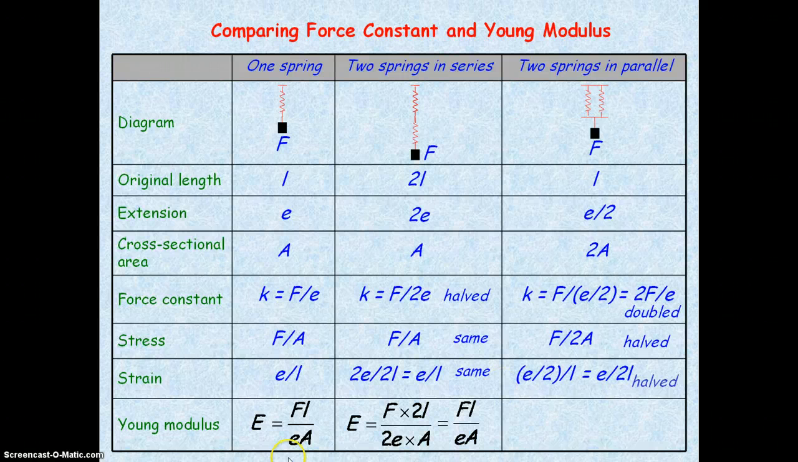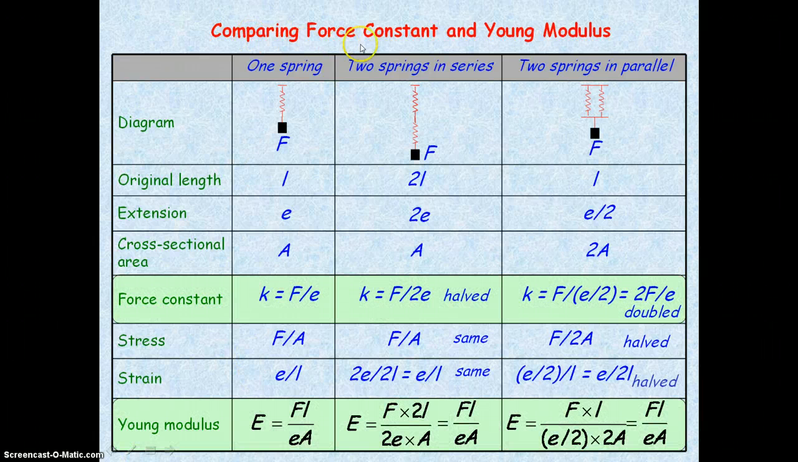And again, I can show that by applying the FL divided by EA formula, using the values we have here. So we have F times L, our original length, divided by the extension, which is E divided by 2, times the cross-sectional area, which is 2A. So you can see here we've got E divided by 2 times 2A. The 2's cancel, so we get the original expression we had for Young's modulus, FL divided by EA.